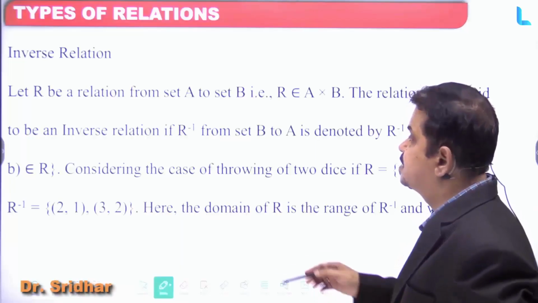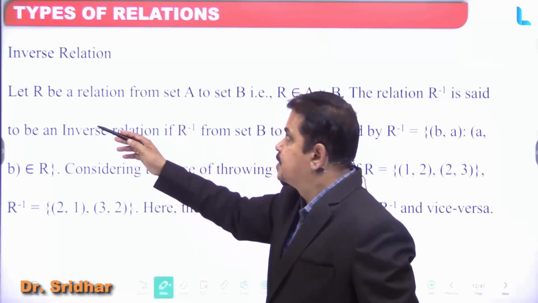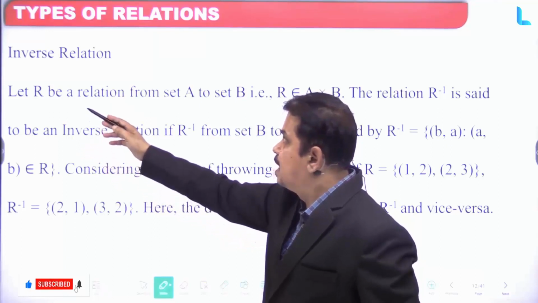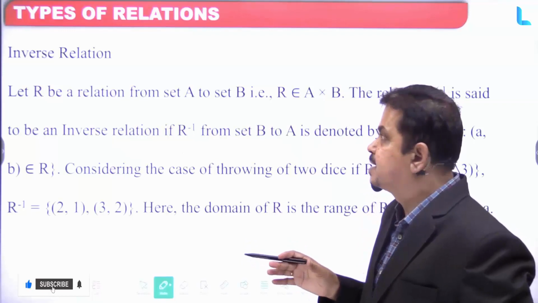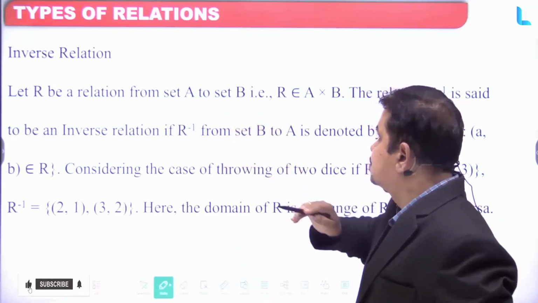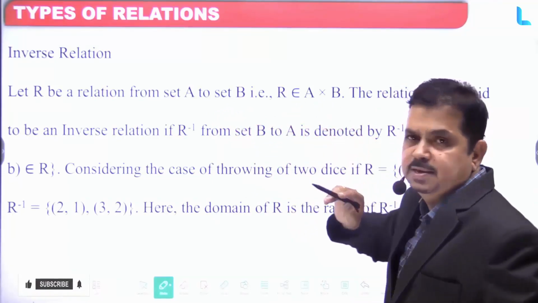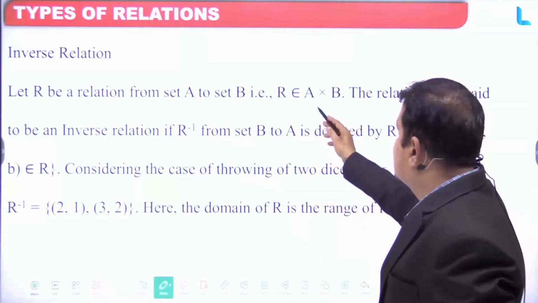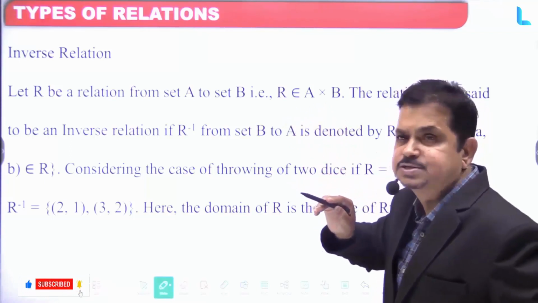Next type of relation, so that is the inverse relation. To understand the inverse relation, let us consider R to be a relation from set A to set B. So R belongs to A cross B, that is, R belongs to the Cartesian product of the sets A and B.